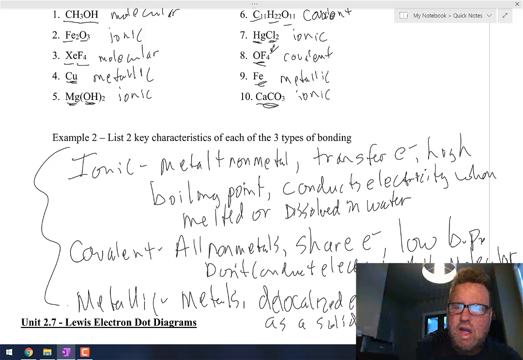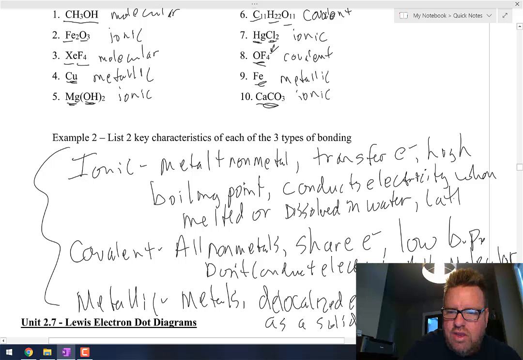I guess up here in ionic, one of the other things I would add is they do form lattice structures like that salt particle that we saw. Okay, and that's it for an introduction to bonding there.